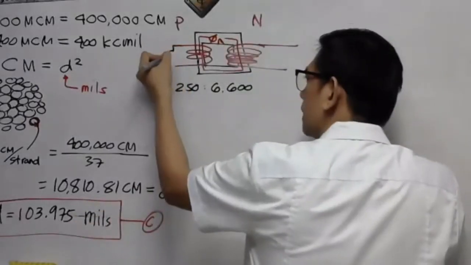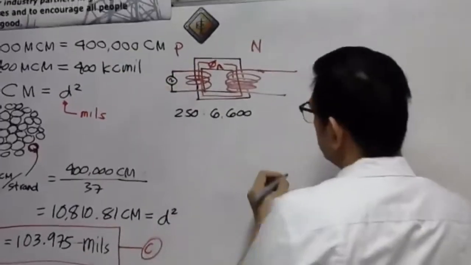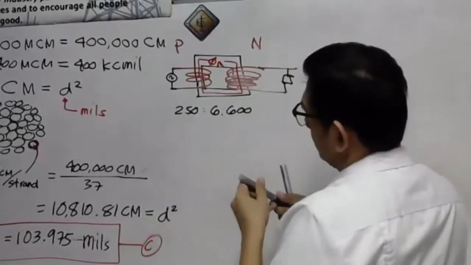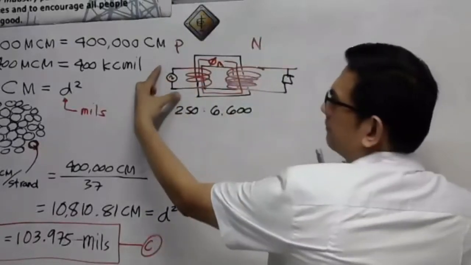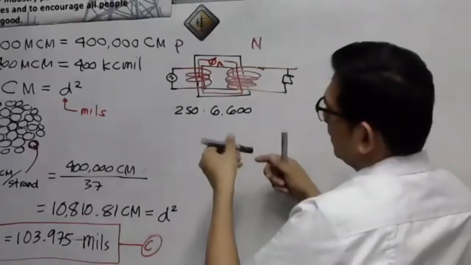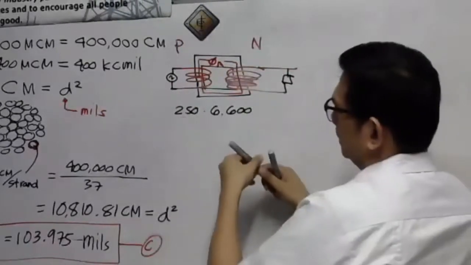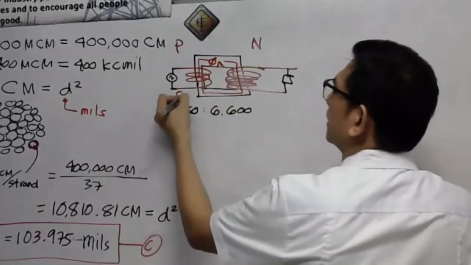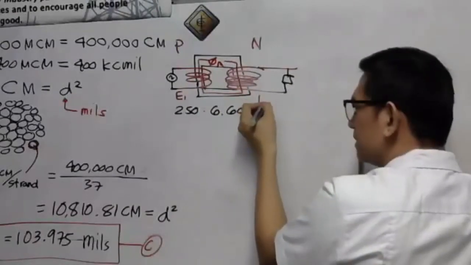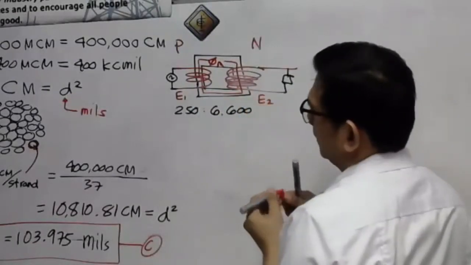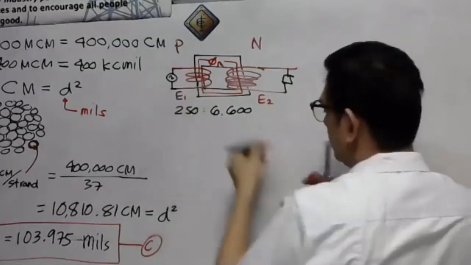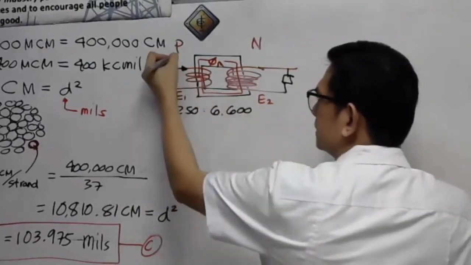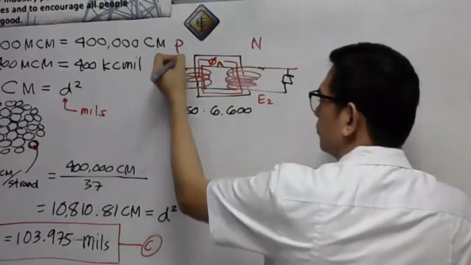So we have here a primary source. Then we have a load here. We have a load. Okay. As we impress a voltage here, let's say we have a voltage of 250 volts here. So let's say this is our E sub 1. The secondary voltage is E sub 2. Okay? As we impress a voltage here, there will be current flowing here on the primary side of the transformer. So let's say this is our I sub 1.